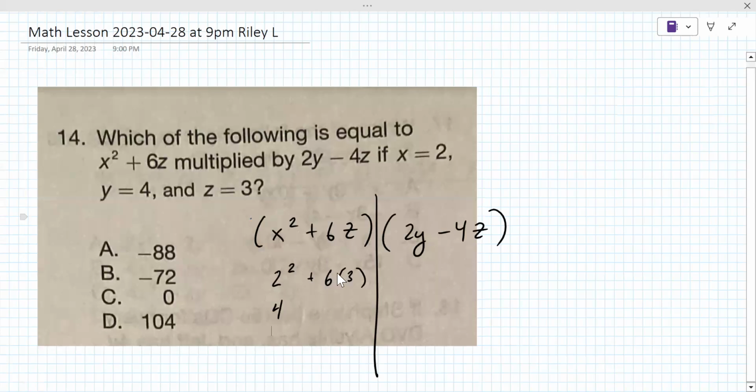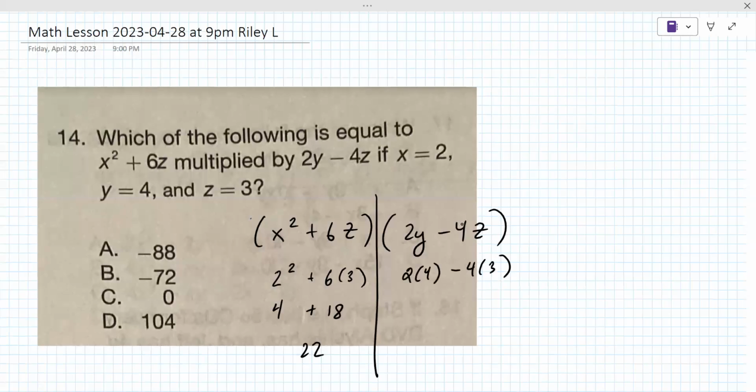Okay. And I did 6 times 4. So it would be a little less than what I did because I used a calculator. Let's see. Yeah. And then we're going to do the same thing for the other one. Really the idea is we can do the same thing over here. So we're going to do 2 times 4 minus 4 times 3.